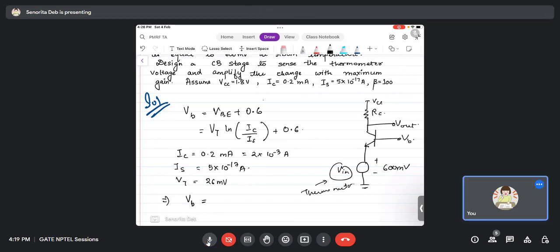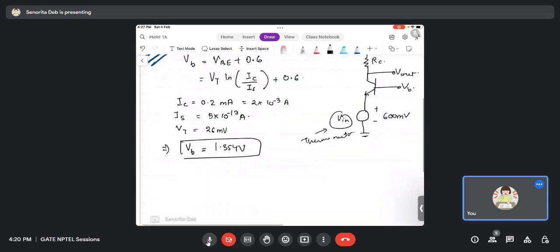Please calculate. Since you have joined, you should do the calculation. So VB will be 0.026 natural log of 0.2 into 10 to the power minus 3 upon 5 into 10 to the power minus 17, plus 0.6, giving you 1.35 volts. Okay, so VB is 1.354 volts. First thing we have got.